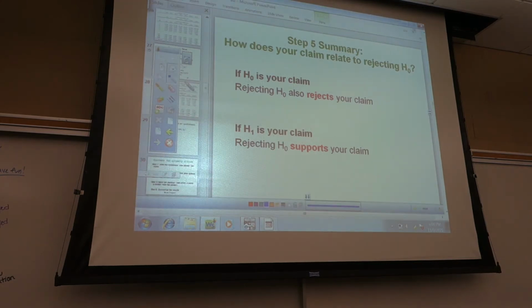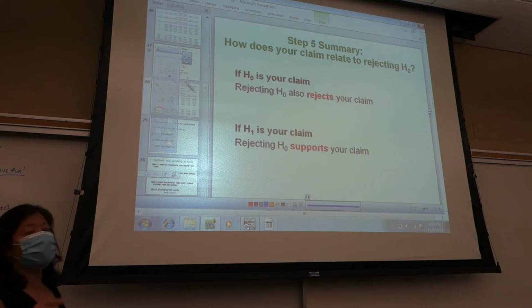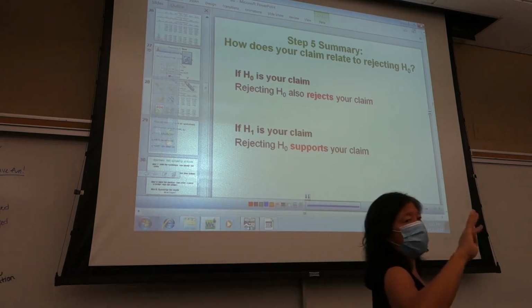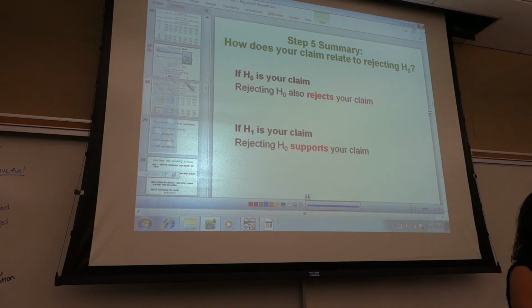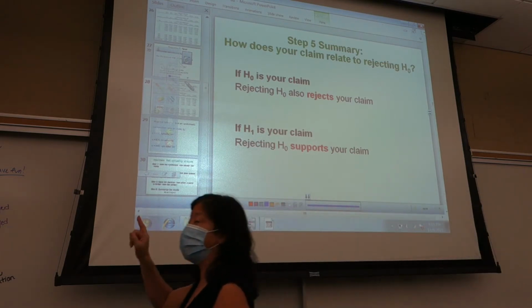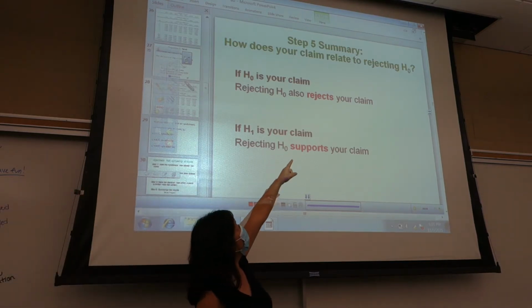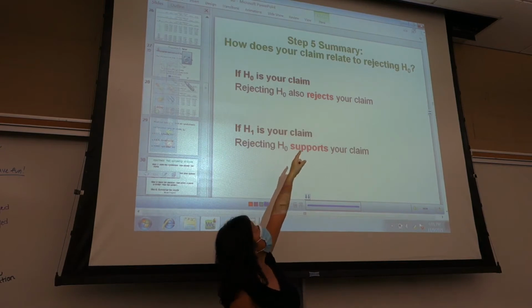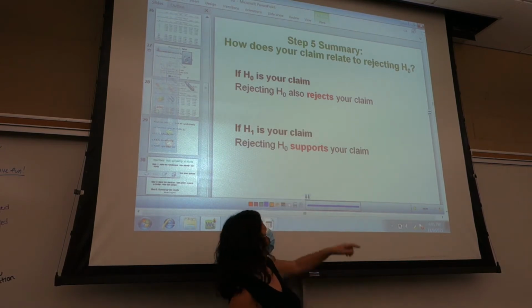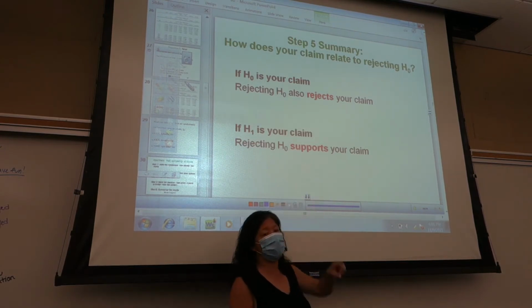Step 5 on your summary. So remember, step 4 is all about H naught. You're going to reject H naught or not reject H naught. Step 5 is all about your claim. So at some point you're going to have to talk about what's going on with your claim. In step 5, you're going to use reject if H naught is your claim. You're going to use the word support if H1 is your claim.